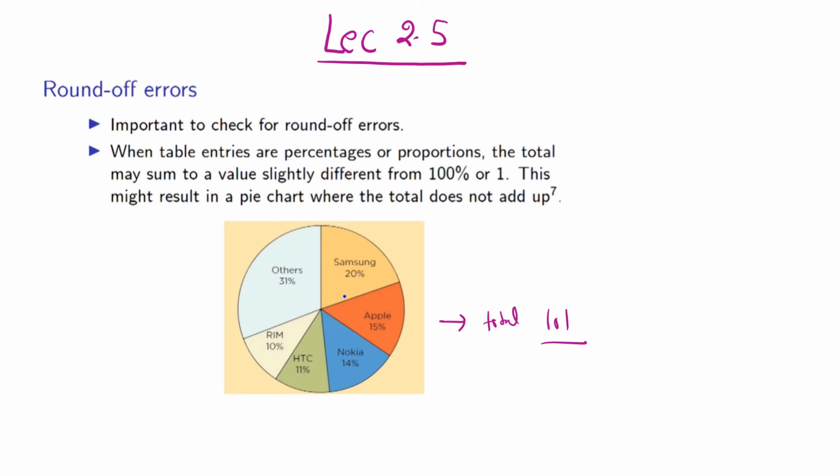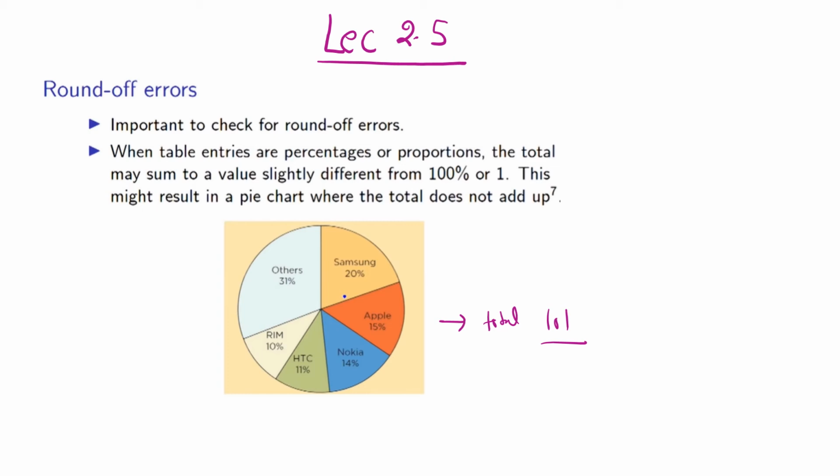Then next, another mistake we can make in our graph representation is the round off error. It is important to check for round off errors.